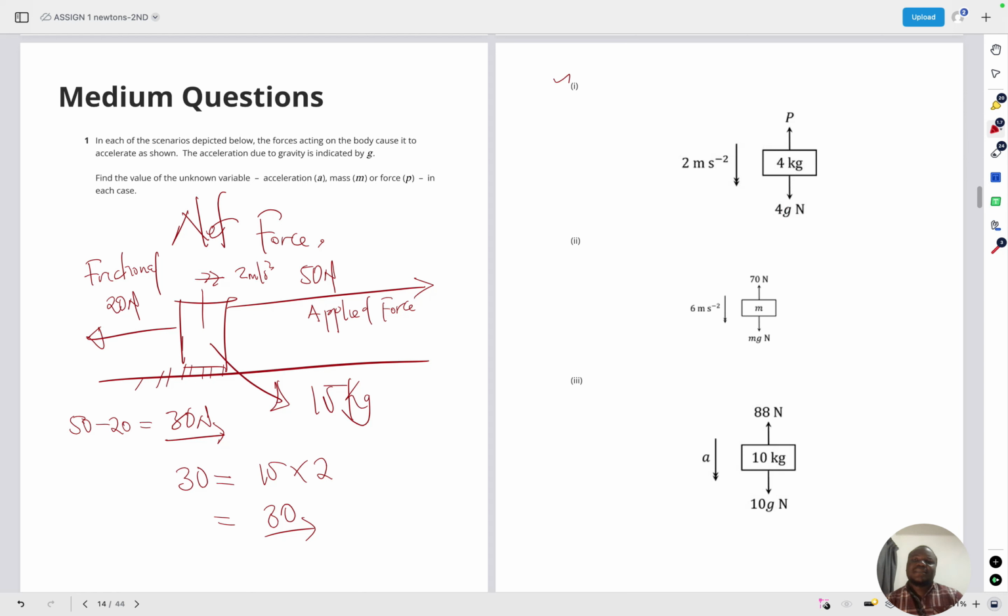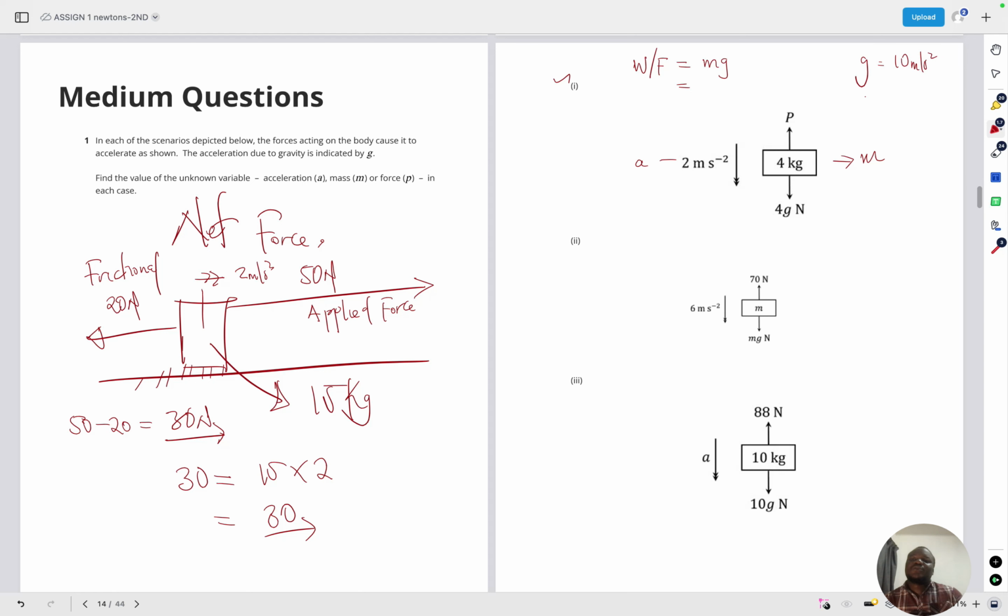Now what we know is that we are talking about forces. What we have is 4 kg here, this is the mass, and this 2 meters per second squared is the acceleration of the object. If this is the mass, we must know that weight, which we sometimes can say is the force, is equal to mass times acceleration due to gravity. Now, the mass of this object is 4 kg, and we know that acceleration due to gravity, in this case, we are going to take as 10 meters per second squared.